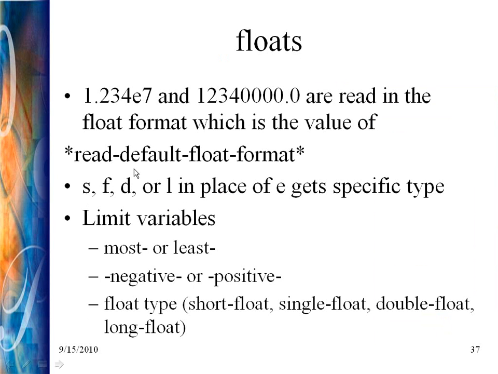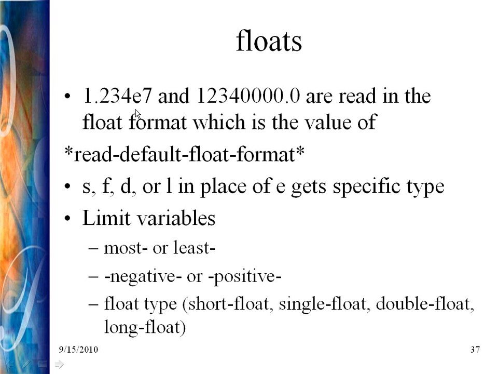So here are floating point numbers. There is a variable called read default float format. Its initial value is single float, and so when there's an E exponent marker, or when you have a long thing with a decimal point and then values after the decimal point, it will read those numbers according to the value of the variable read default float format, and therefore read them as single floats.